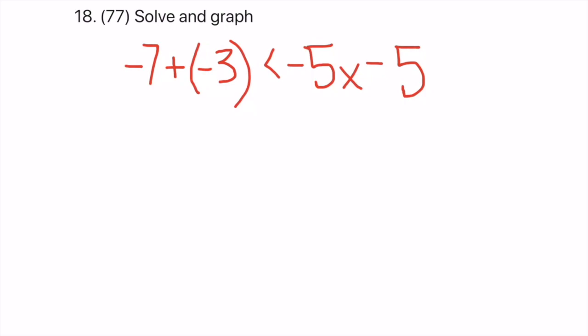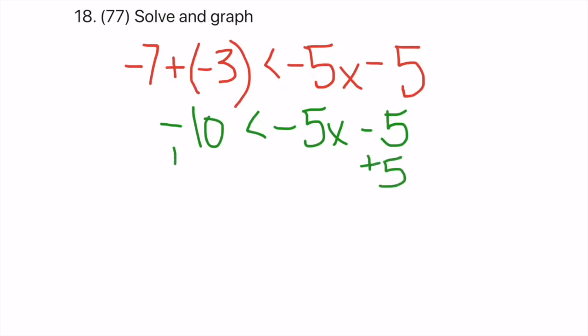Solve and graph. So first, let's simplify the left side. We have -7 plus a -3. That's -10 is less than -5x minus 5. Since my x is already on the right side, I'm just going to keep it there and move everything else to the left.